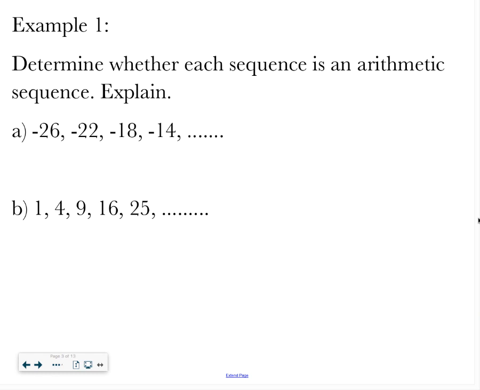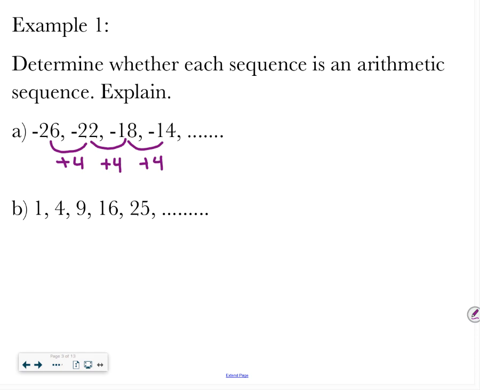So let's look at our first example. Determine whether each sequence is an arithmetic sequence, and then explain. If we look at our first one, we start at negative 26, and then we go to negative 22. How did I go from negative 26 to negative 22? Well, I added 4. And from negative 22 to negative 18? I added 4 more. And negative 18 to negative 14? Again, I added 4.